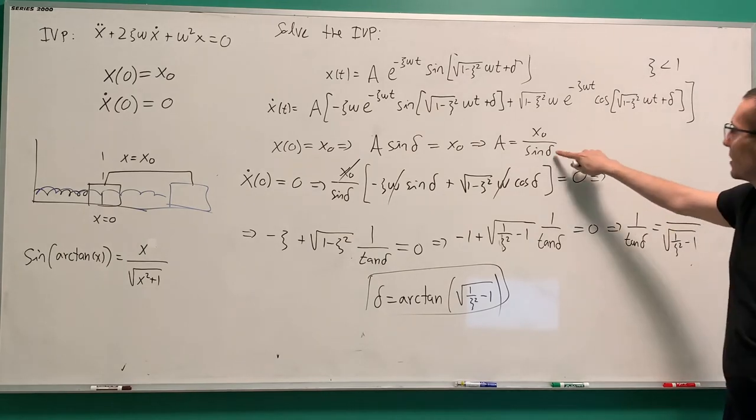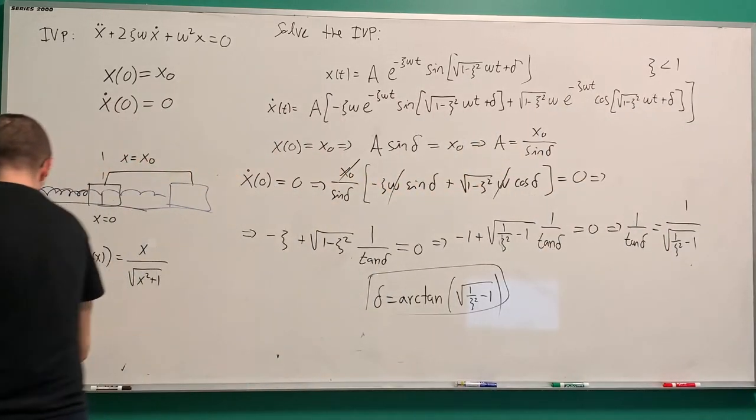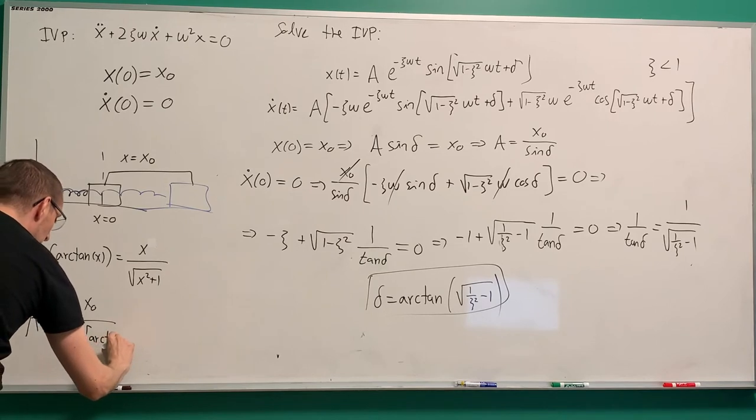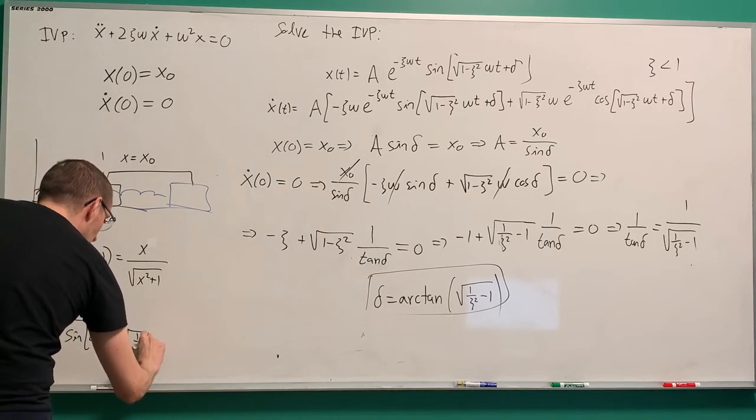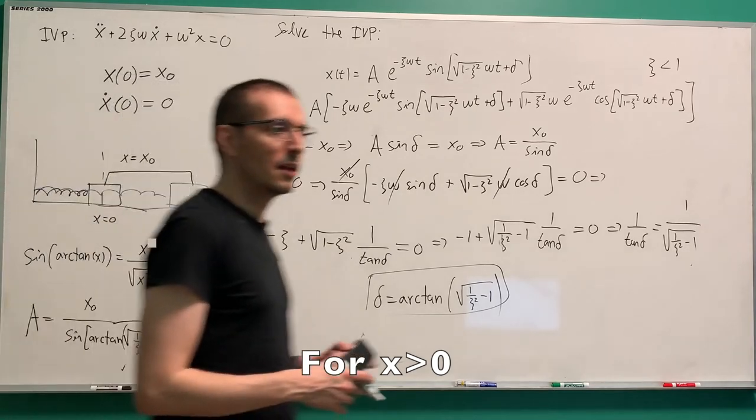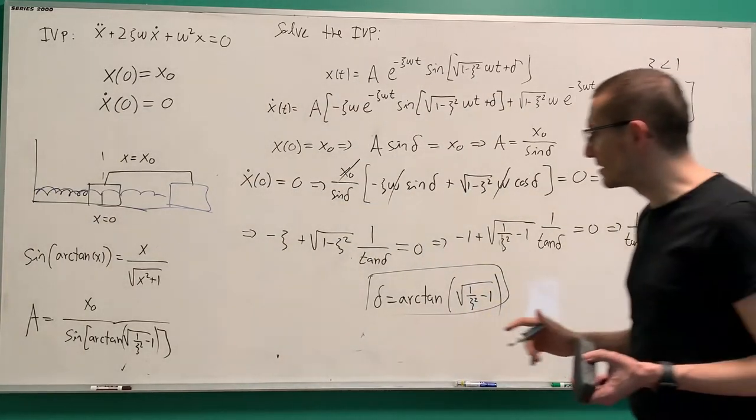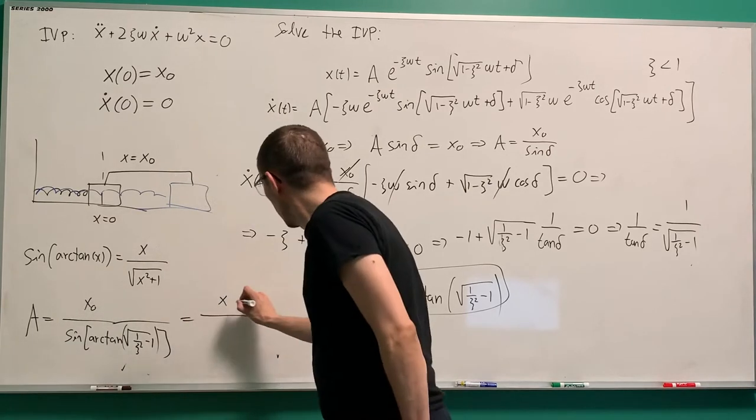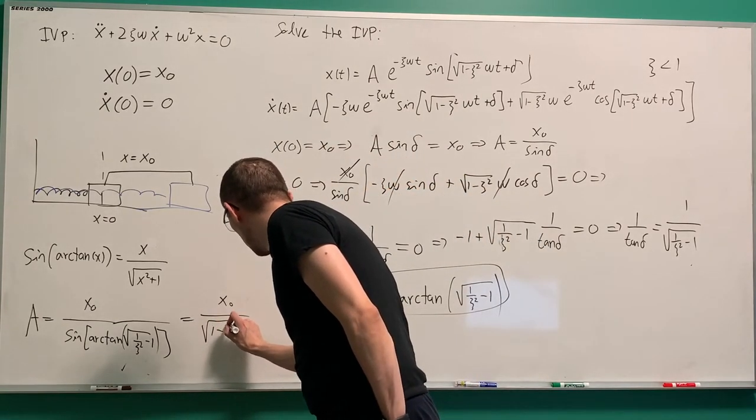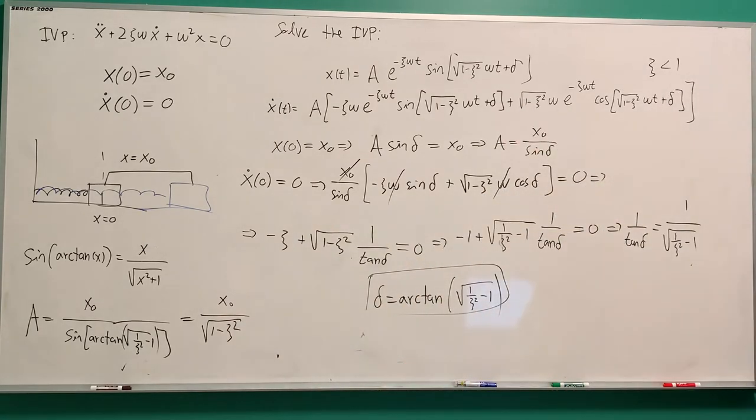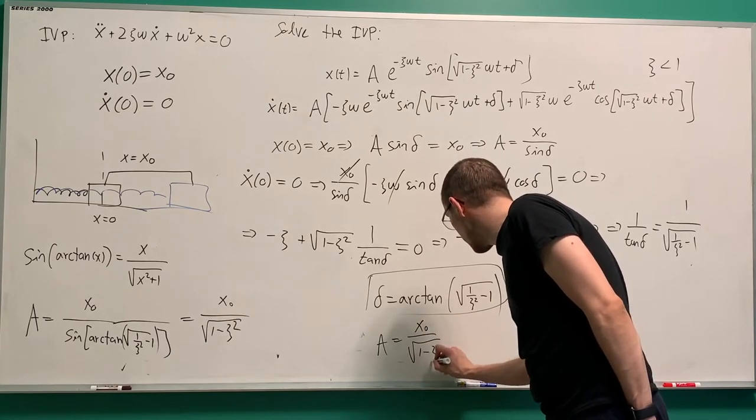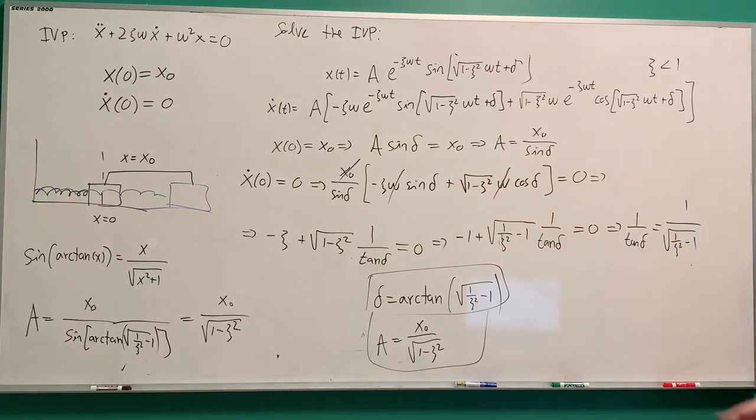We need to get A, but that's easy because I just need to substitute delta. So A is equal to x0 sine of the arctangent of the root of 1 over psi squared minus 1. But we can use the identity that we have here to simplify the result. And the result that we get is that this is x0 divided by the square root of 1 minus psi squared. All right, so this is A. A is equal to x0 divided by the root of 1 minus psi squared.